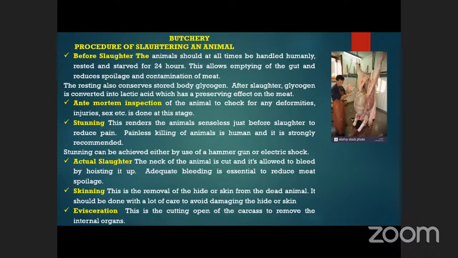What about the resting? Why should it rest? The resting also conserves stored body glycogen. Glycogen, simply energy. So after slaughter, glycogen is converted into lactic acid, which has a preserving effect on the meat.